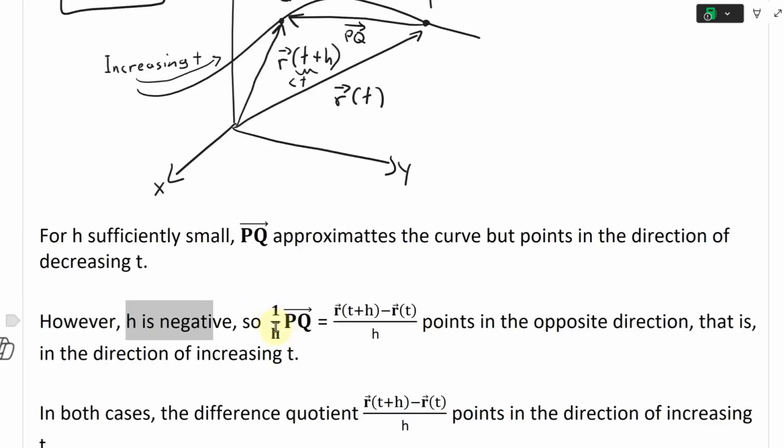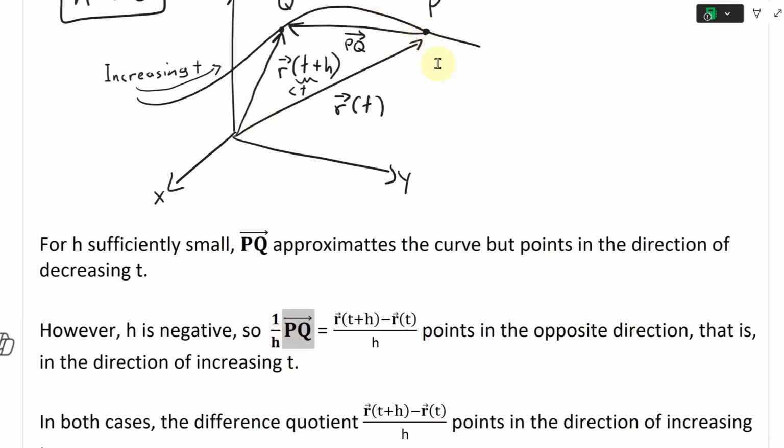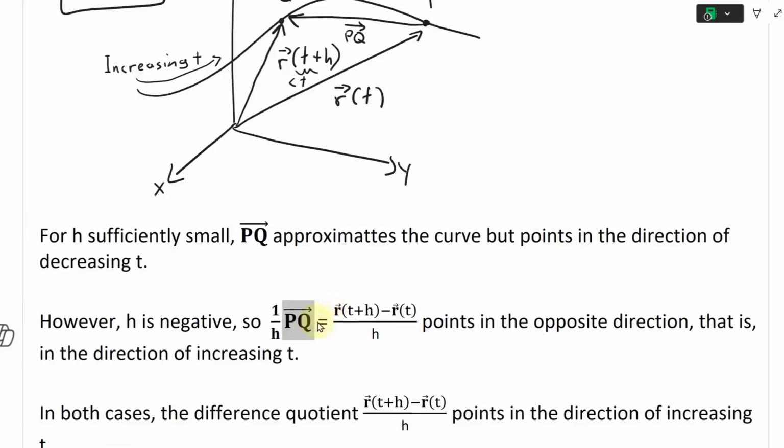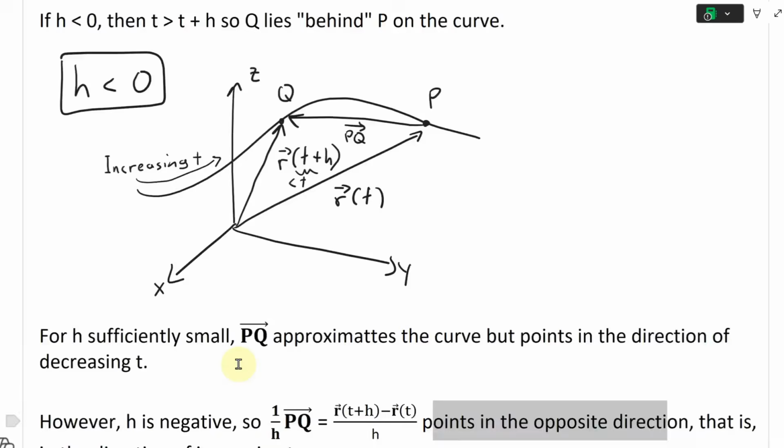So 1 divided by h times PQ is going to be, well, h is a negative number. If PQ is pointing in the direction going negative, but now you're multiplying by a negative, so this vector r of t plus h minus r of t, divided by h, points in the opposite direction because of the negative sign. That is in the direction of increasing t.